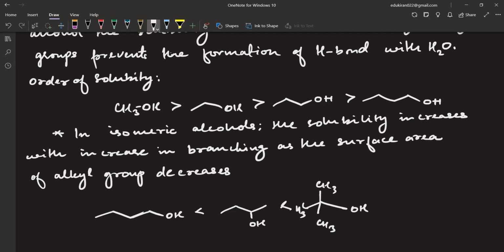of the alkyl group is getting more and more spherical. If you have the same volume, because the number of carbon atoms is the same, compare the same volume of a cuboid and a sphere, then the sphere will have less surface area. Since the surface area is less, the unfavorable part is less and the favorable part is comparably more when we increase the branching. That is why solubility increases with increase in branching.